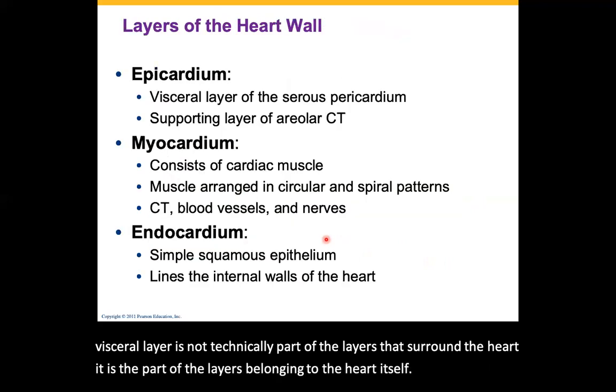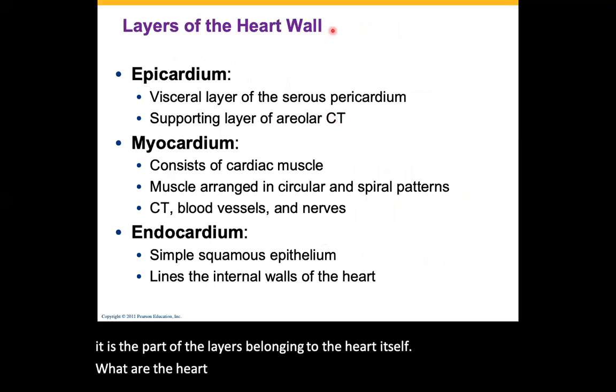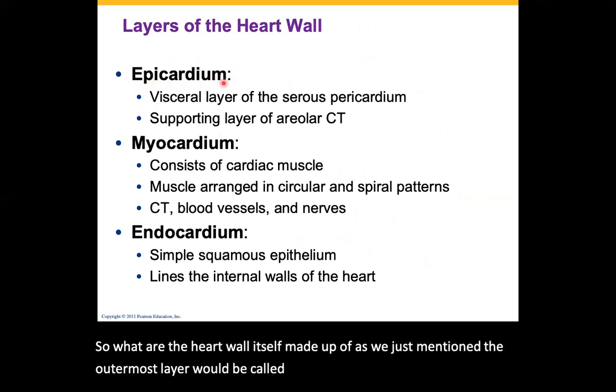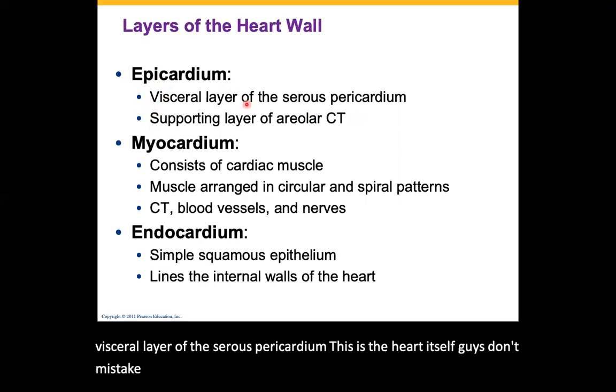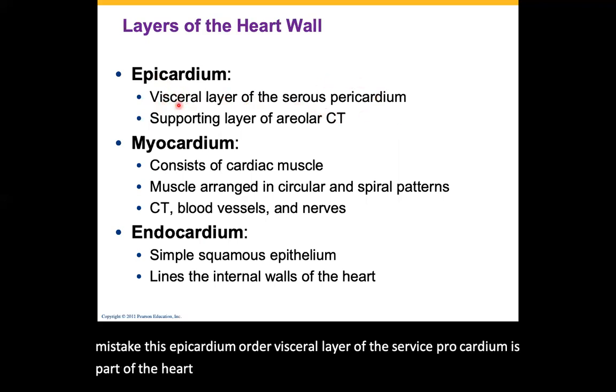So what is the heart wall itself made up of? As we just mentioned, the outermost layer is called the epicardium, and this is also the visceral layer of the serous pericardium. This is the heart itself, guys. Don't mistake this. Epicardium, or the visceral layer of the serous pericardium, is part of the heart itself. The parietal layer of this is the layer that surrounds the heart.